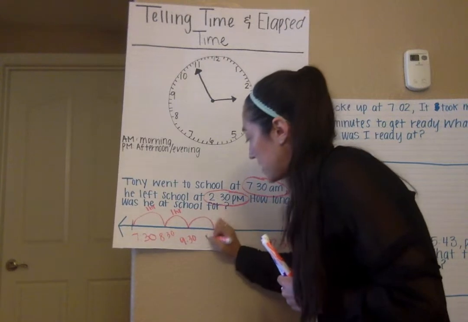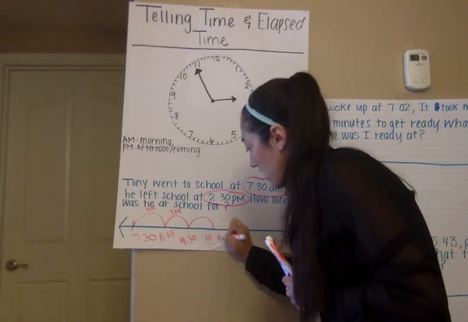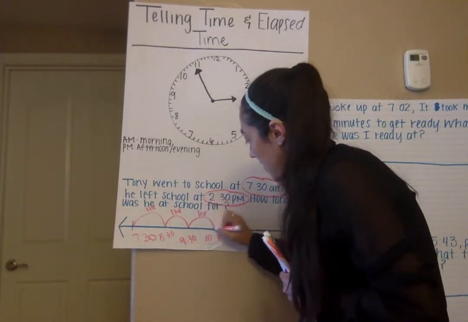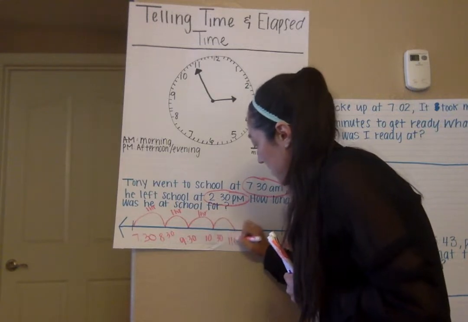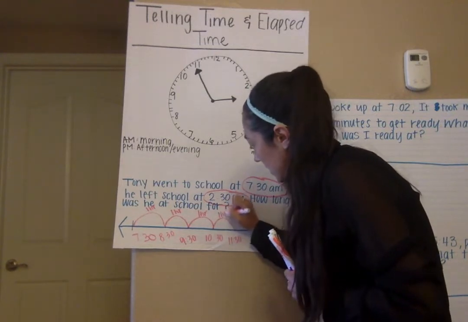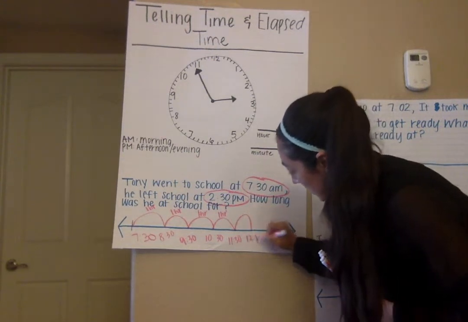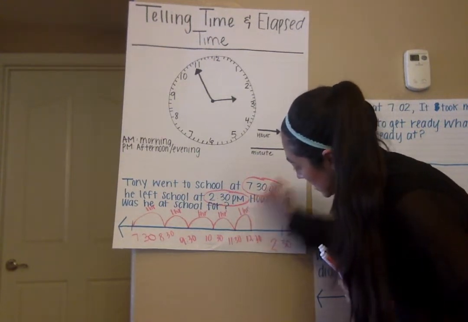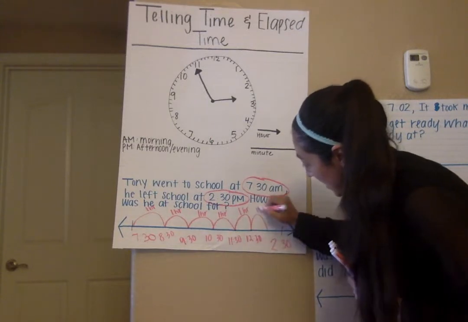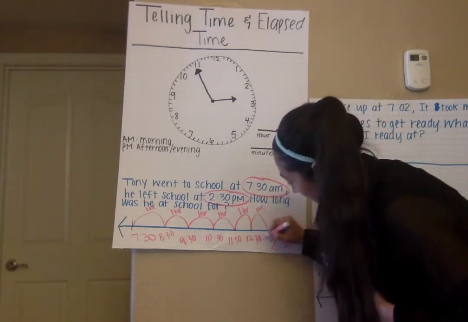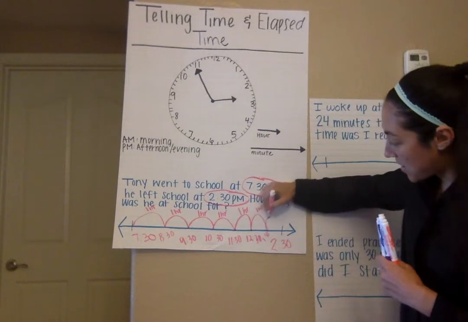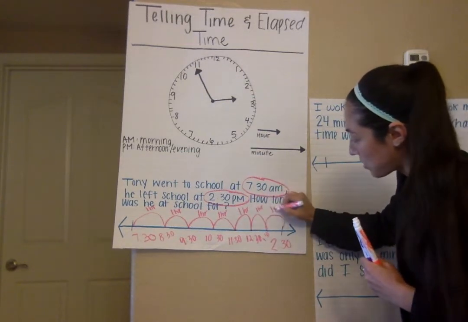9:30, 1 more hour would be 10:30. 10:30, 1 more hour would be 11:30. 1 more hour from 11:30 would be 12:30. 12:30, 1 more hour would be 1:30. Sorry, running out of room. And then from 1:30, 1 more hour would be 2:30.